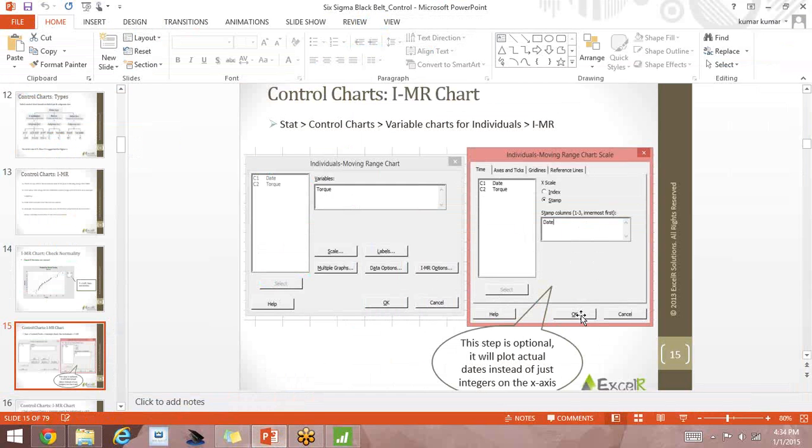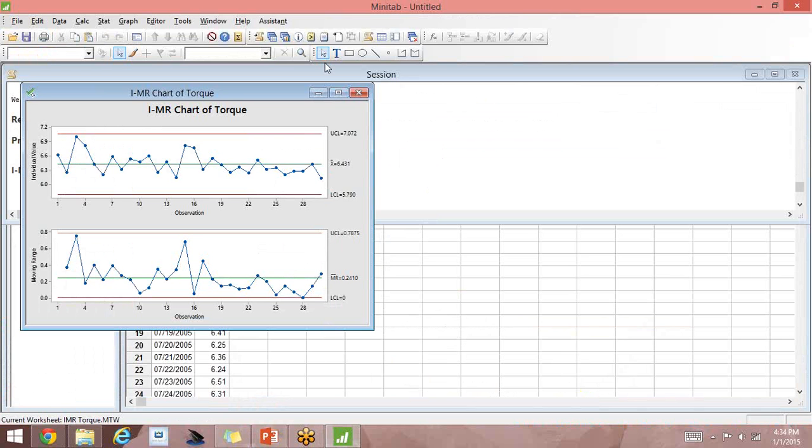And if at all you want, you can also select that date stamp if you want the date details also in a control chart. This step is optional. It will plot actual dates instead of just integers on the x-axis. So let me go back here.